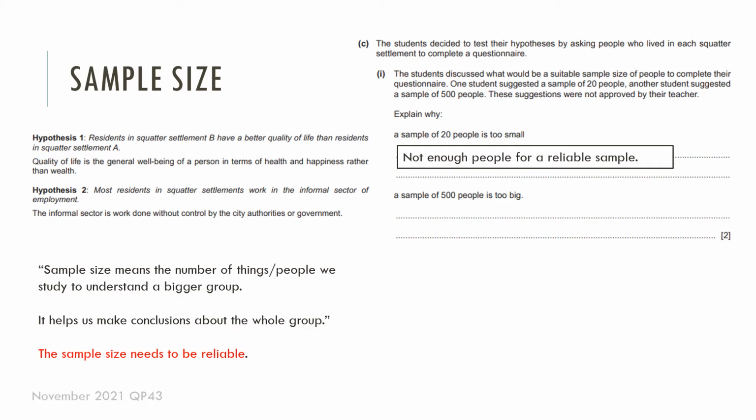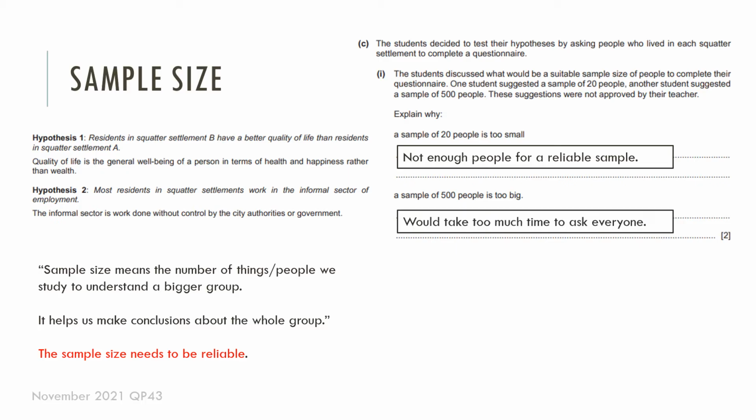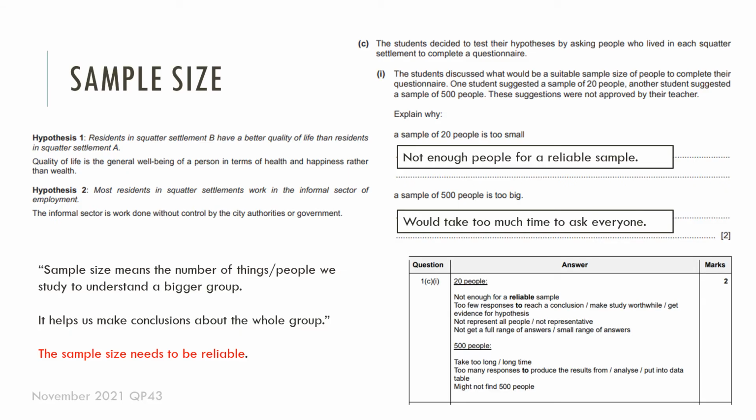So again, here 20 people out of a population of 500 people in total is just too small. It's not enough for a reliable sample. To ask all 500 people simply will take too much time. And again here, these are the various points that you need to consider: what happens if the sample's too small, and why you don't ask everyone.